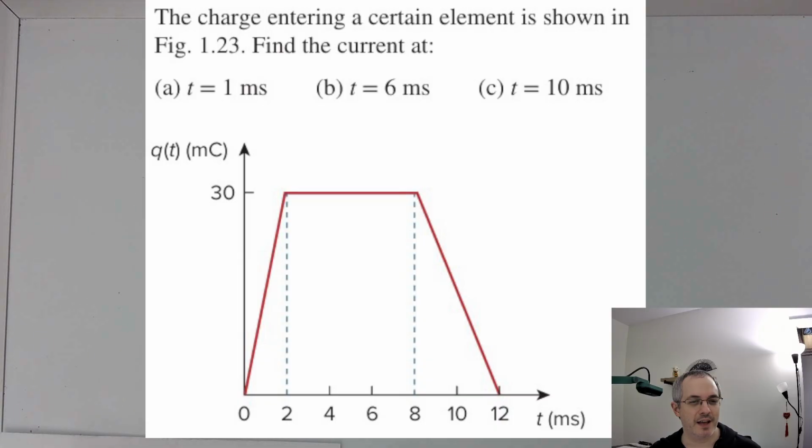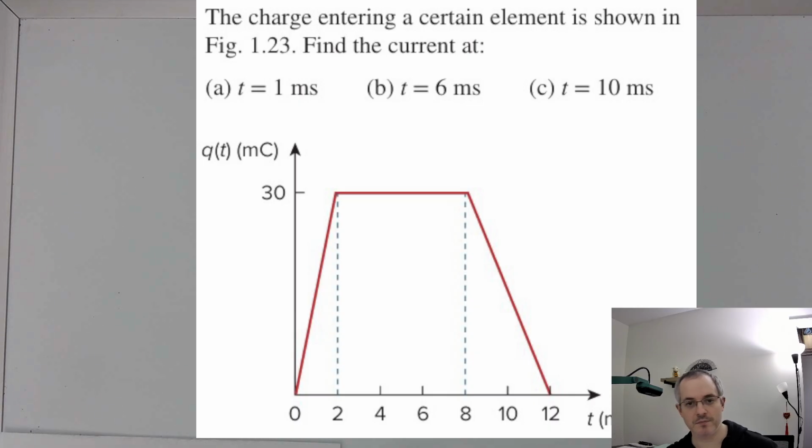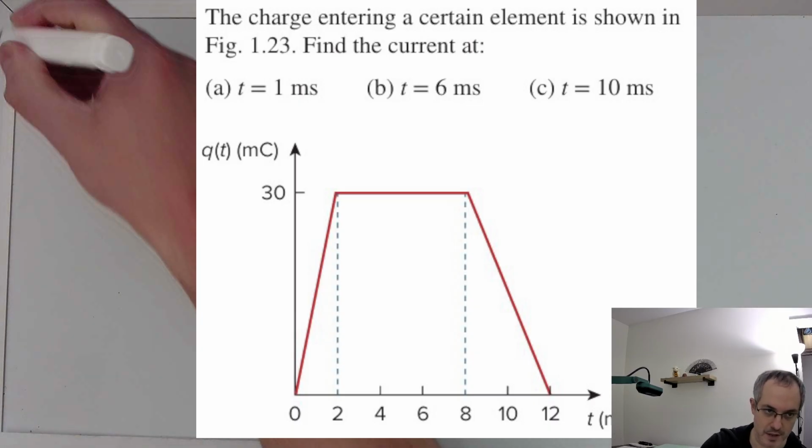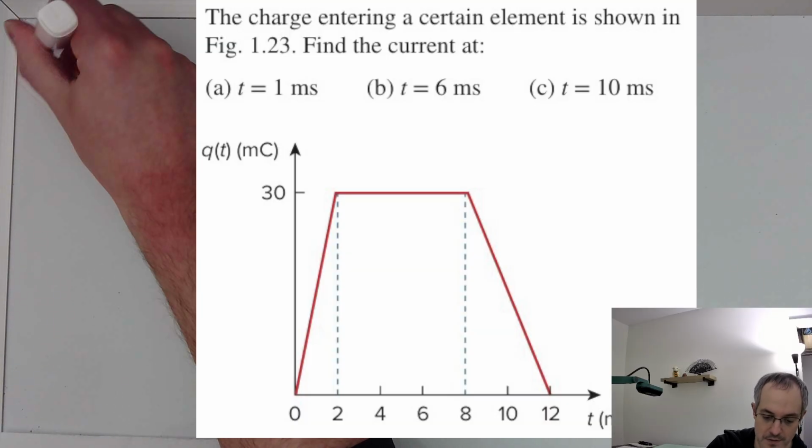Find the current at 1 millisecond. All right. So I wonder if I can just scooch them on over. The time units are in milliseconds. I wonder if we can just do this right here. We want the current, right? Yeah, we want the current.